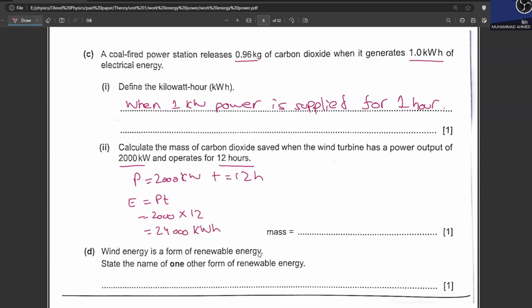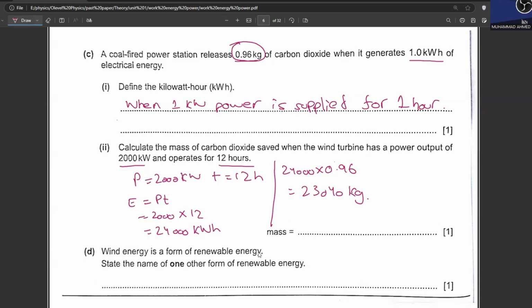Okay. And each kilowatt hour saves 0.96 kg of carbon dioxide. So 24,000 kilowatt hours will save how much carbon dioxide? 24,000 into 0.96. This comes out to be 23040 kg of carbon dioxide. Simple as that.